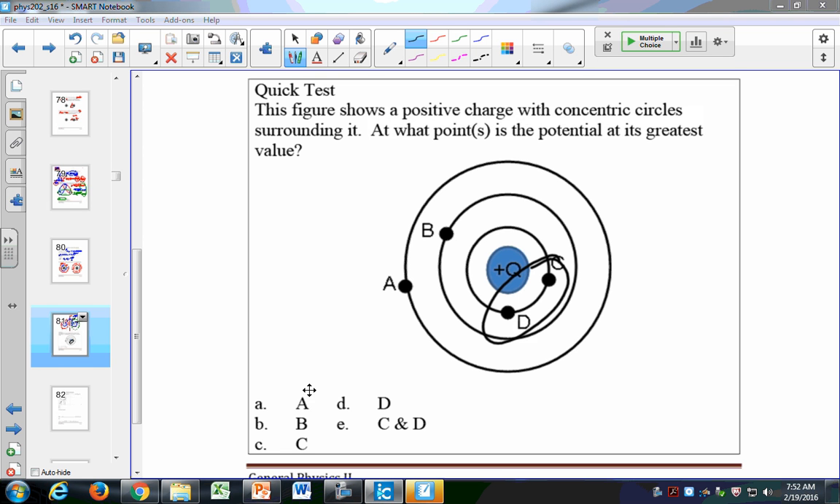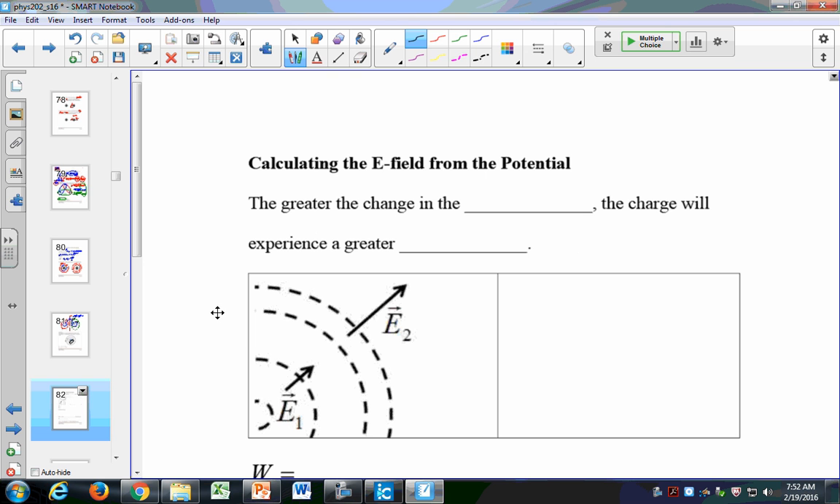Okay, one more thing in this chapter. Y'all haven't done partial derivatives, but you really know how to do partial derivatives. It's not that hard. But we'll see that there's a relationship between the electric field and the potential that is the partial derivative of that potential. So the greater the change in the potential, the potential, not the voltage, or voltage and potential are sort of interchangeable. The greater the change in the potential, remember that's energy per charge, the charge will experience a greater work due to the E field.